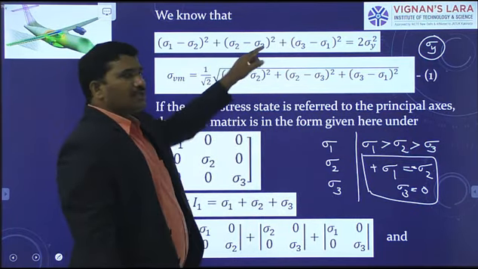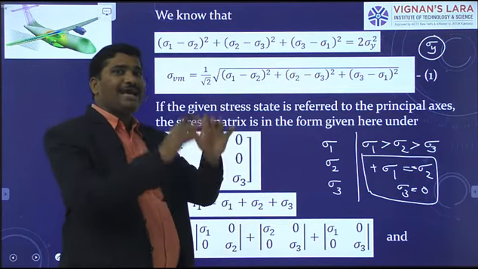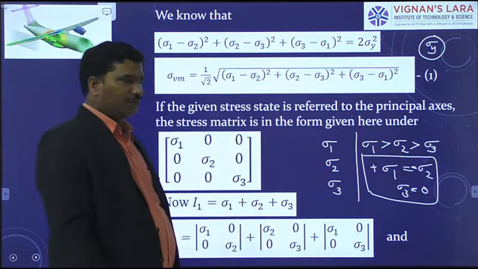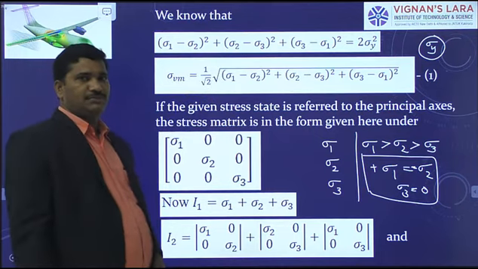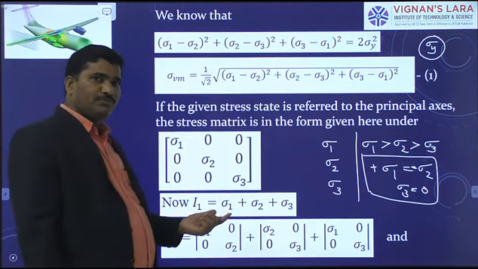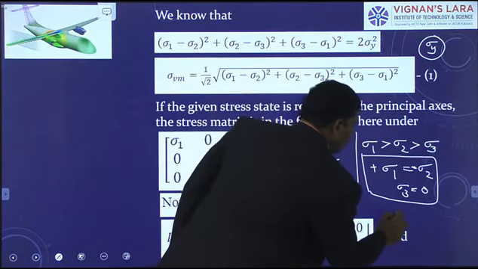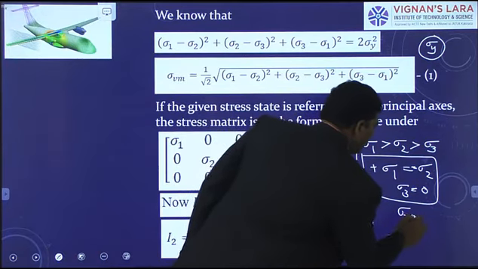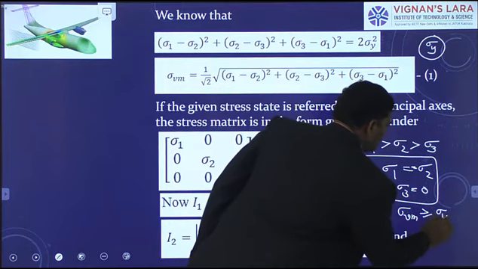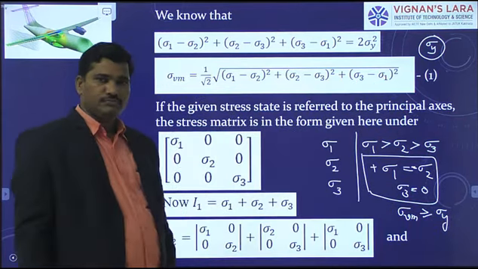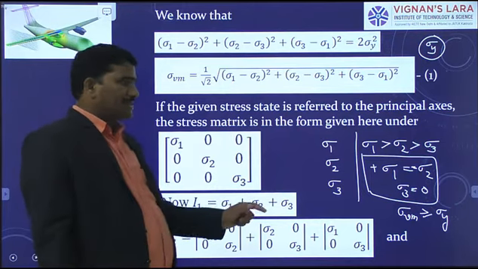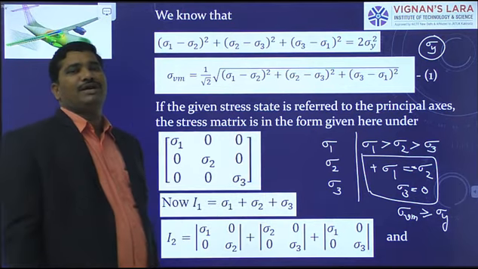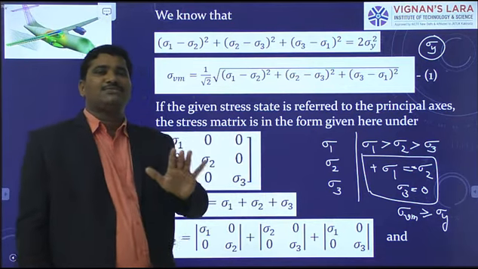So this is the equation which we can use for three-dimensional problems. Now, how do you determine the von Mises stress? I told you that failure takes place if the von Mises stress is greater than or equal to the stress at the yield point. If the von Mises stress is less than sigma y, failure does not take place. That is what I said.